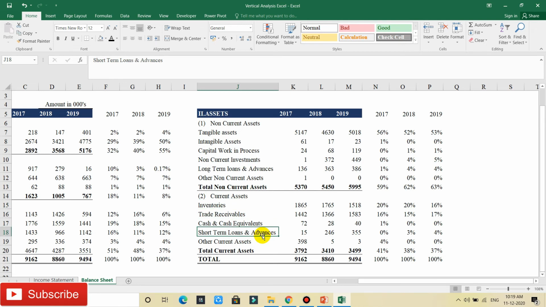Then you can see short-term loans and advances was initially near about 0%, then it became 3% of total assets, then 4% of total assets. So it means you have started giving loans out to people. Then inventories: initially your inventories were 20% of the total assets, then it stayed at 20%, and again 20% in 2016, but in 2019, 16% of your total assets are inventories, right? So I hope you got the basic gist of how vertical analysis is done and what it is about, right?